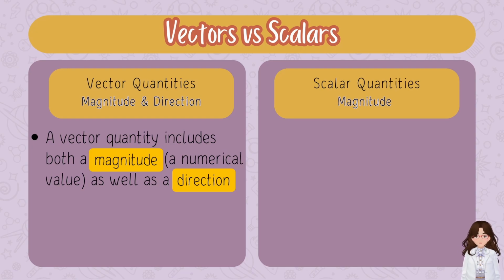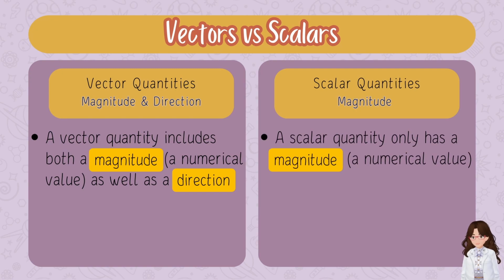So it could be positive 10 meters, negative 10 meters. There's that extra component of a sign to represent what direction this measurement is taking place in. In comparison, a scalar quantity only has a magnitude. So just like what we talked about with distance, it's just going to have a number attached to it.